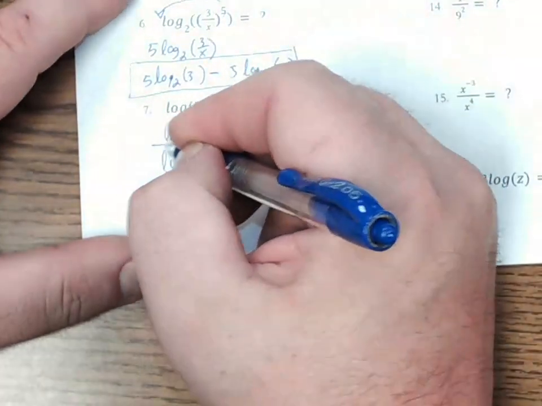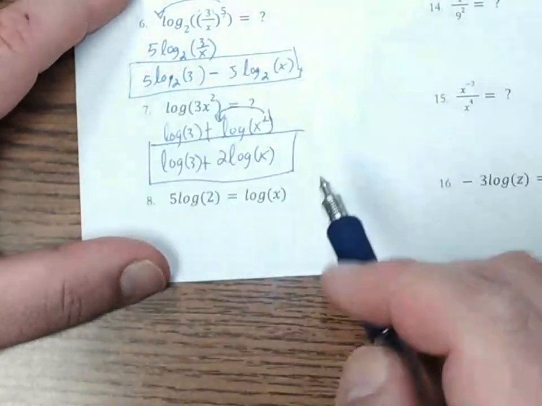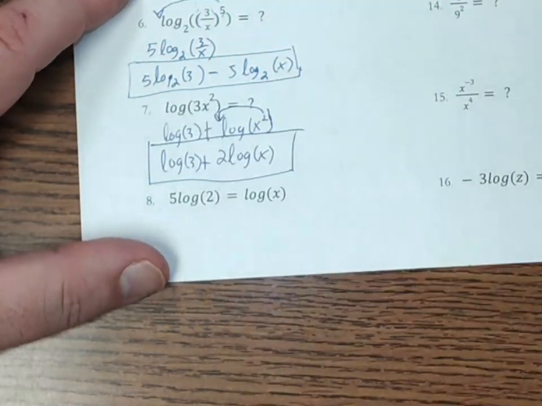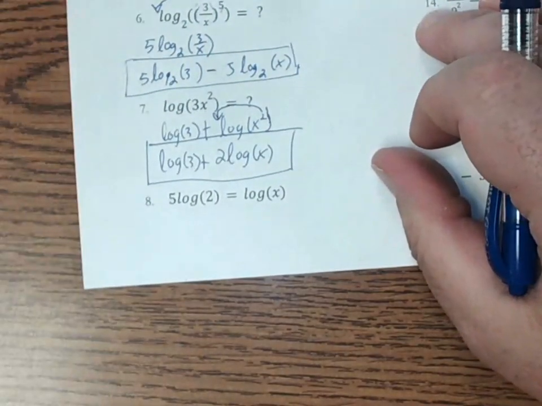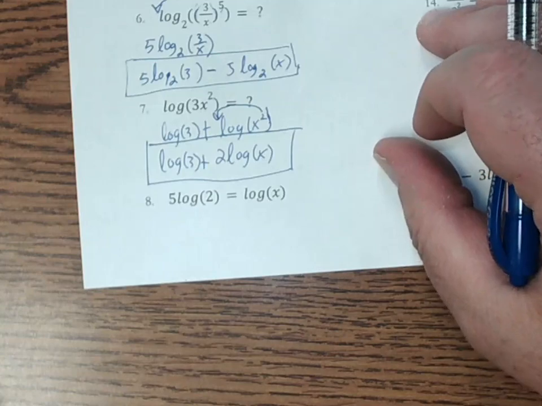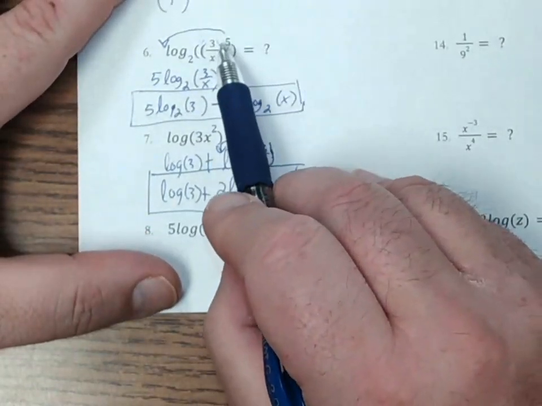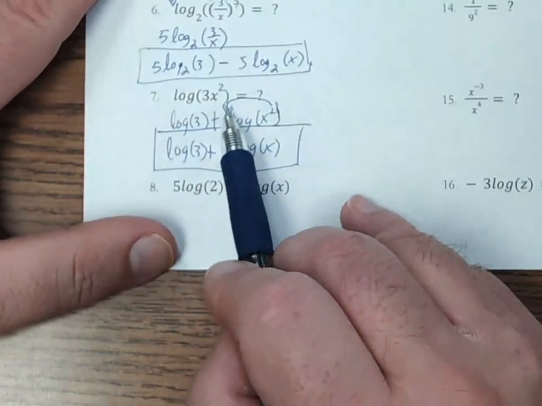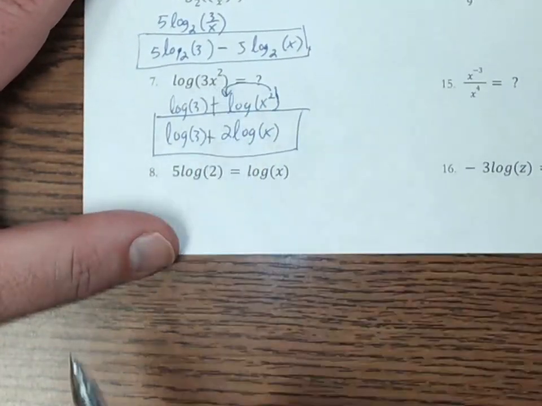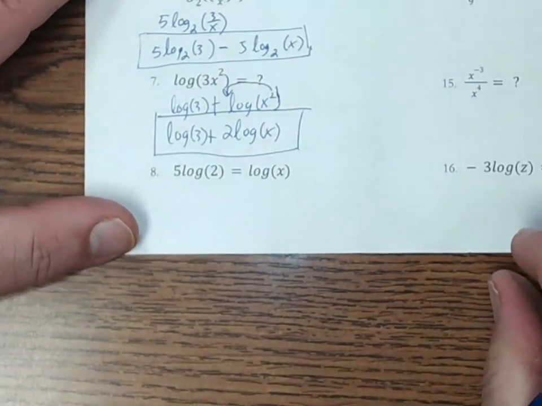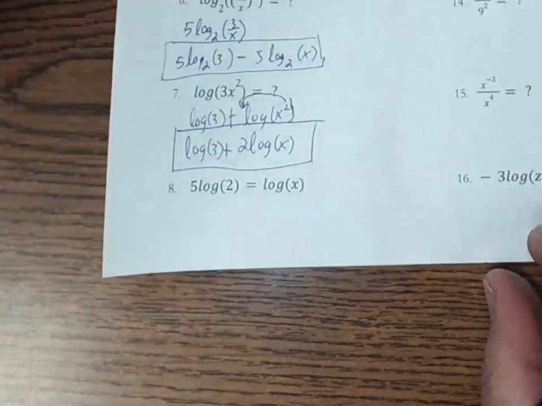And again, I had to do it that way because the 2, the exponent, only applied to one of the terms in my parentheses. On number 6, it applied to everything in the parentheses. On number 7, only to the x. So I had to split those up first before I could do anything with them.